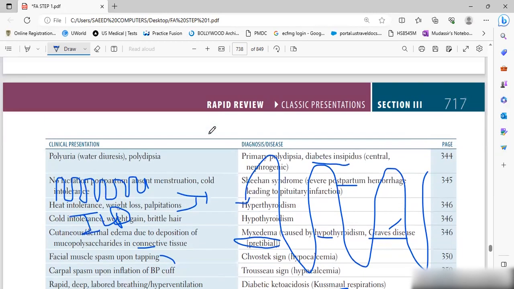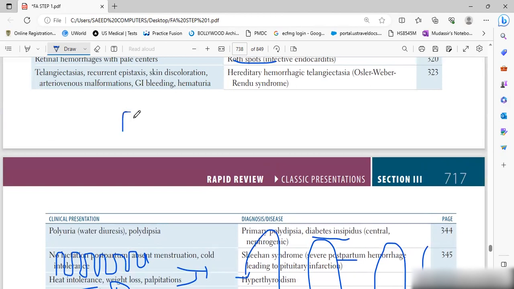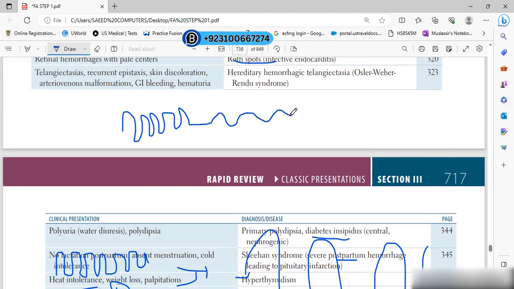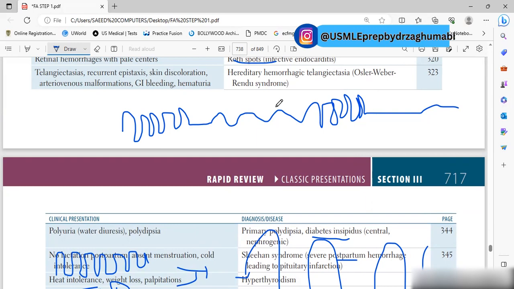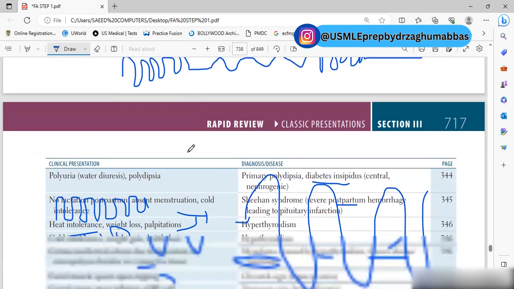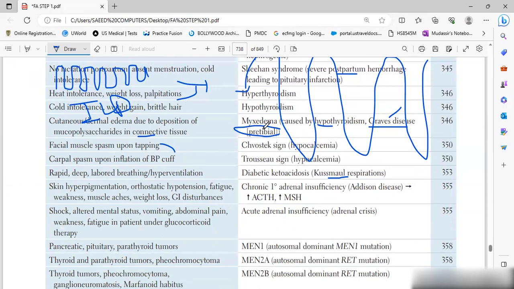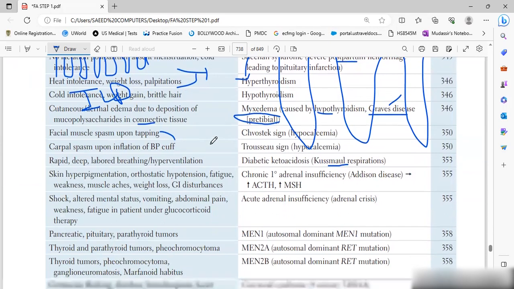Then you will also have Cheyne-Stokes breathing. It will be hyperventilation, then hypoventilation, then hyperventilation, then hypoventilation. It is Cheyne-Stokes breathing: apnea, hyperpnea, so it will oscillate. It is given in congestive heart failure and opioid use. In those cases, you will have Cheyne-Stokes breathing. So here I have given you three examples.